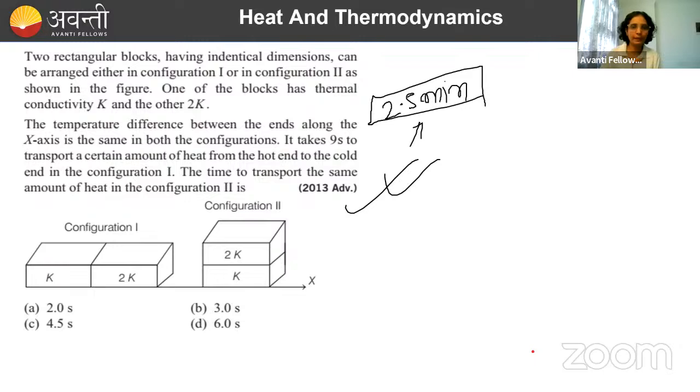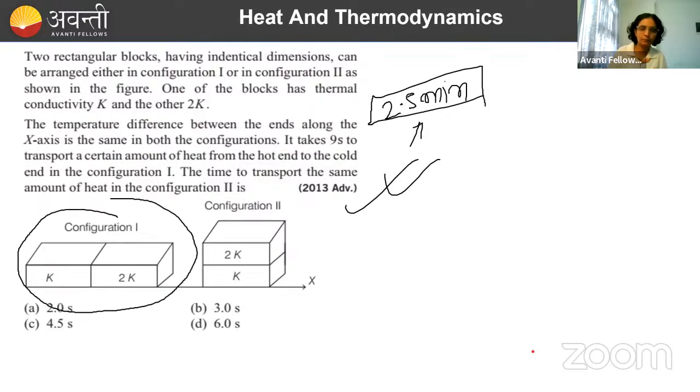Let me know what will be the answer once. In configuration 1, these two are in what? Series or parallel? Temperature difference is maintained along the x-axis. It is given in the question. Temperature difference between the ends along the x-axis in both the configurations. So temperature difference is maintained along the x-axis means if it is T1 here, it must be T2 here.